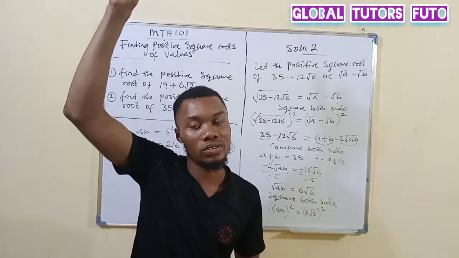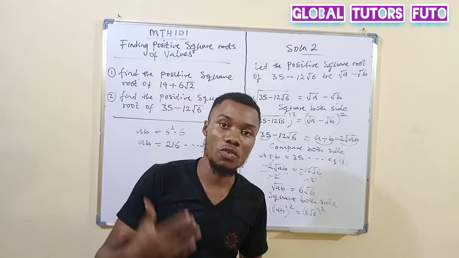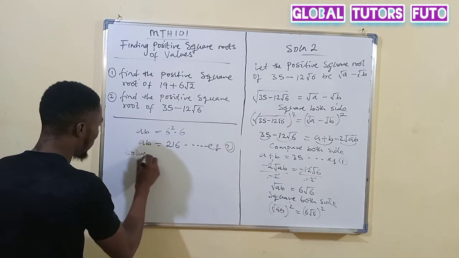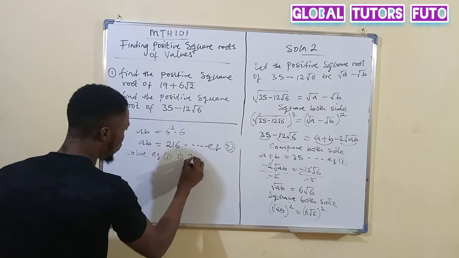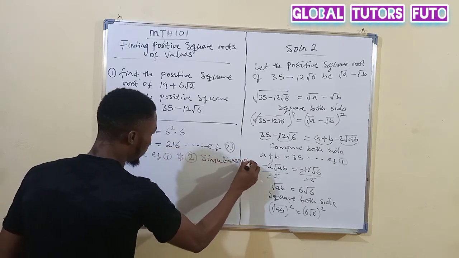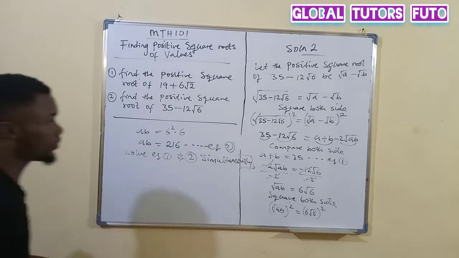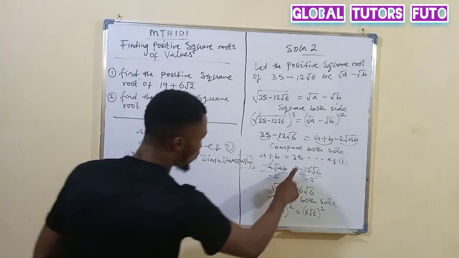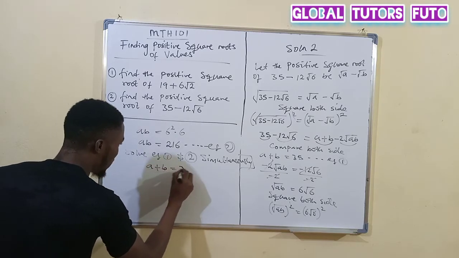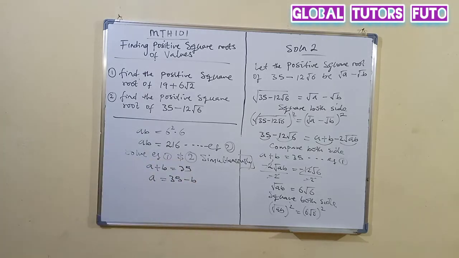How did we solve the other one? Don't forget. Now that we have equation 1 and equation 2, you solve equation 1 and equation 2 simultaneously. Okay? So what is our equation 1? Our equation 1 is A plus B is equal to 35. We have that A plus B is equal to 35, which means that A will be equal to 35 minus what? B.